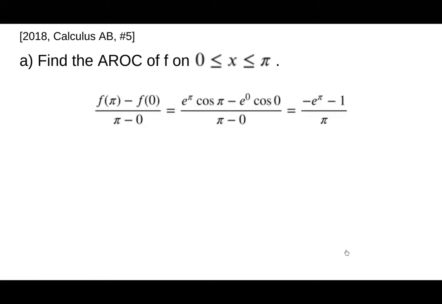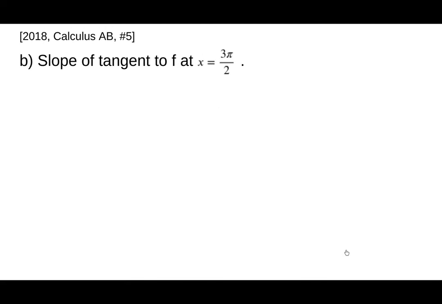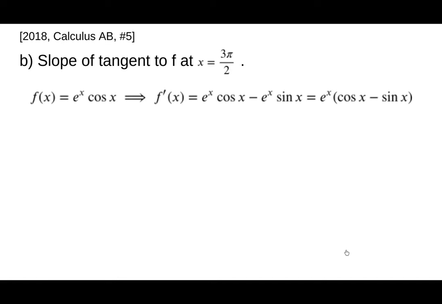It's a straightforward calculation. In part B, we are asked to find the slope of the tangent line to f at x equals 3 pi halves. Well, if f is the function e to the x cosine x, in order to find the slope of the tangent line, we have to differentiate f. This would require use of the product rule. f prime of x is e to the x cosine x minus e to the x sine x. Notice you can factor out the e to the x there, and that becomes e to the x times (cosine x minus sine x).